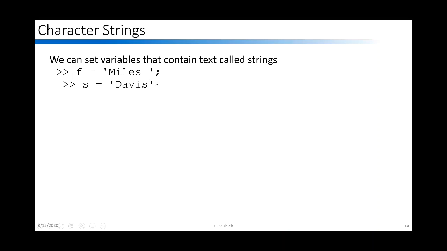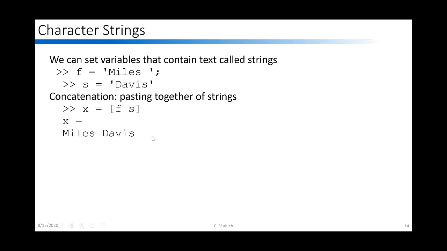I can do the same thing for a different variable s, and then I can concatenate or put together two strings by essentially using that array form that we saw before, right? So I can stick these together. So x equals open bracket, f s close bracket. And now x contains that essentially array of the two strings. So making a bigger string that would say Miles Davis.